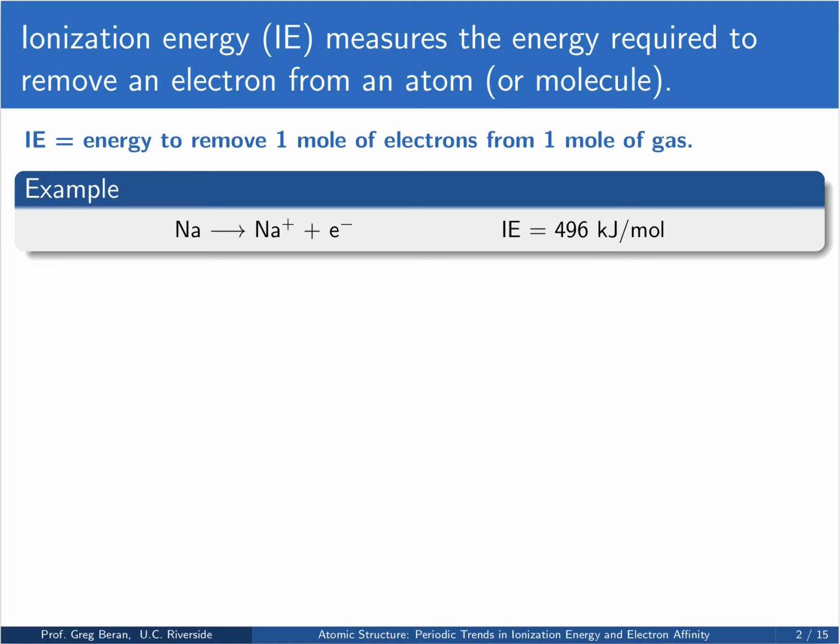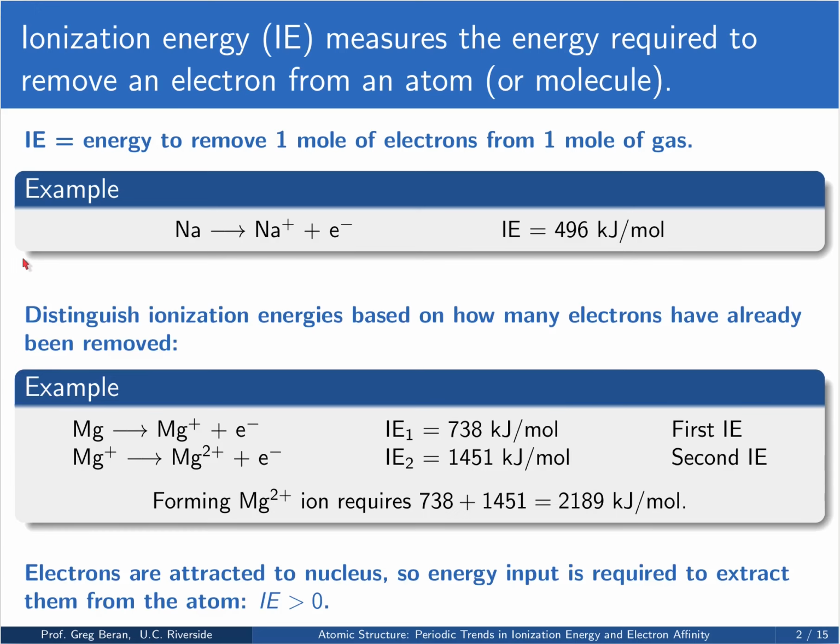Ionization energy is the energy required to remove an electron from an atom or molecule, though we're just focusing on atoms here. Specifically, it's the energy required to remove 1 mole of electrons from 1 mole of gas. You can write a pseudochemical reaction for it, as shown in this example here, where we're taking a sodium atom and converting it to a sodium cation plus an electron. The ionization energy for this is 496 kilojoules per mole. That's the amount of energy required to remove this electron from the sodium atom.